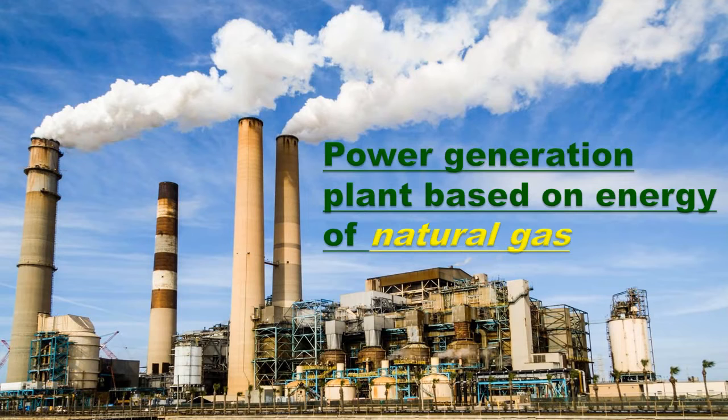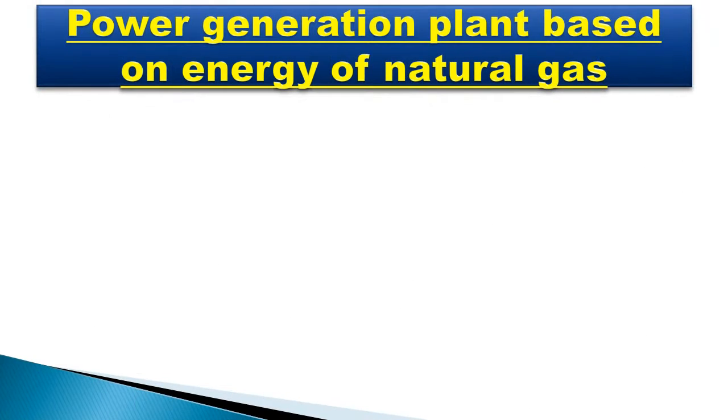Okay, now next is a power generation plant based on the energy of natural gas. Natural gases are naturally occurring gases like methane, carbon dioxide, nitrogen. So any naturally occurring gas is a natural gas, and that is used for the production of electricity in a power plant. So, power generation plant based on energy of natural gas.